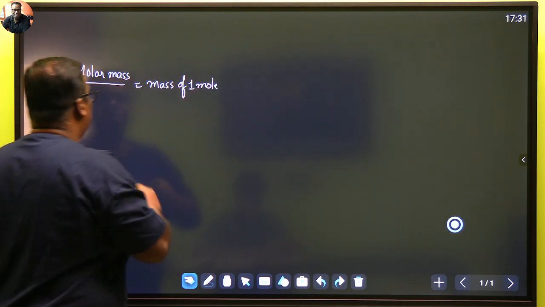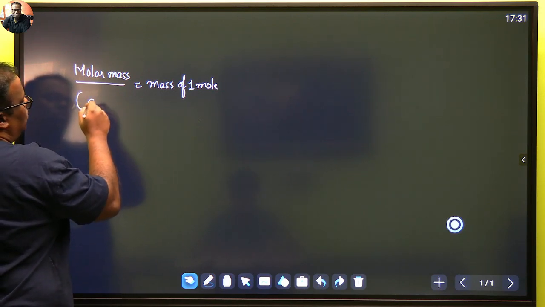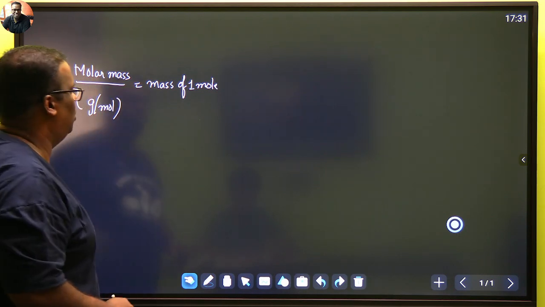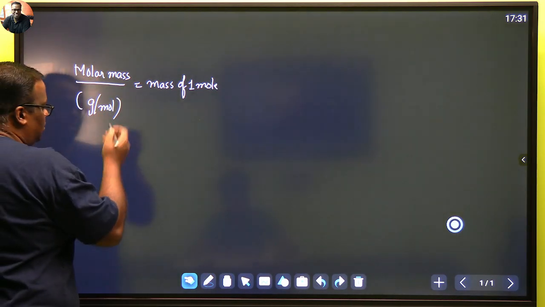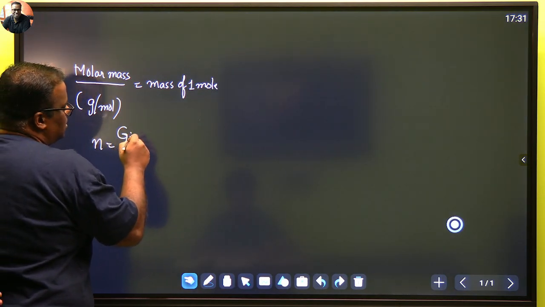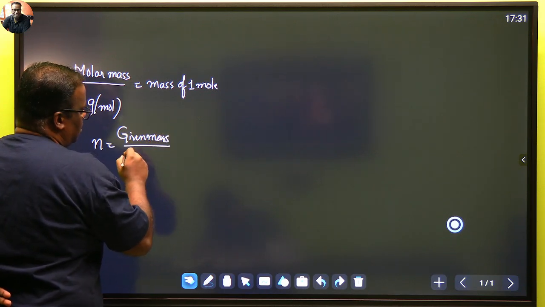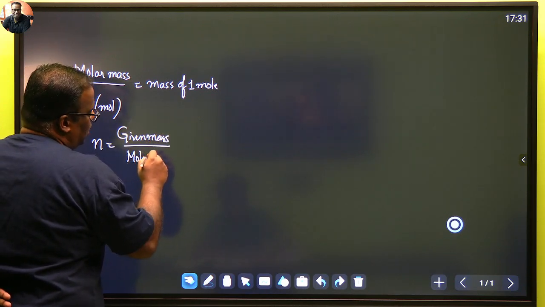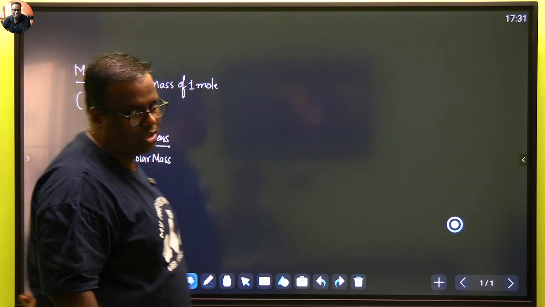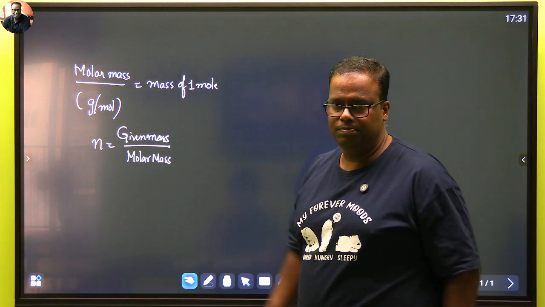So we used to calculate based on this. Molar mass will always be in grams per mole. Mass of 1 mole. So we used to use it as a formula. We used to use number of moles, n, is equal to given mass over molar mass. Molar mass if you are using an atom, molecular mass if you are using a molecule. This much is what we used to work with so far, right?